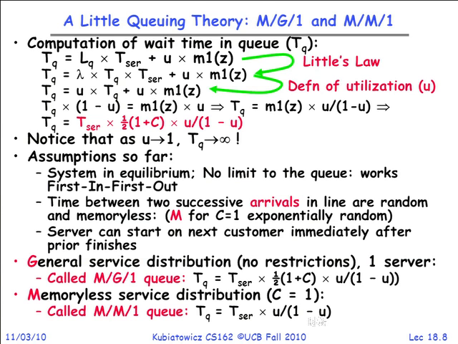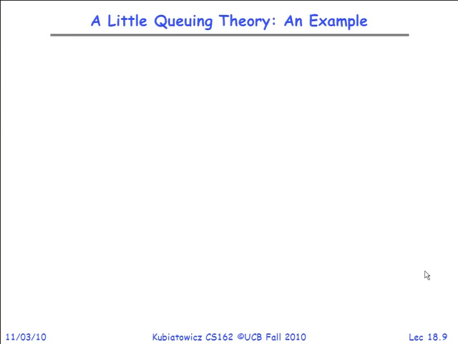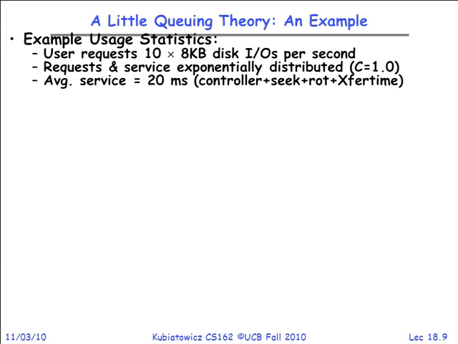Okay? So before we do administrivia, let's give a simple example. So here's a case where we have a disk where the user requests 10 8K blocks per second.